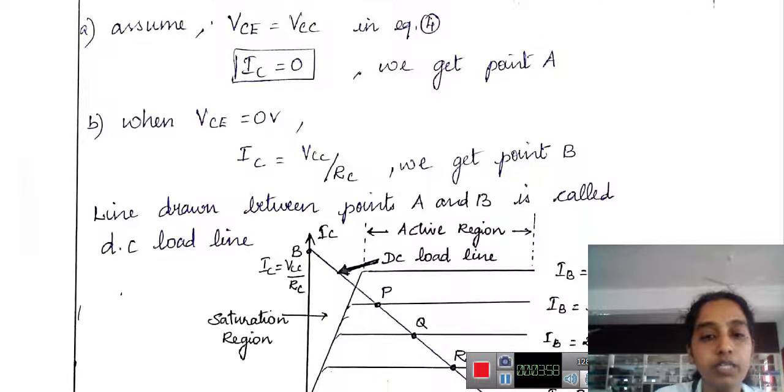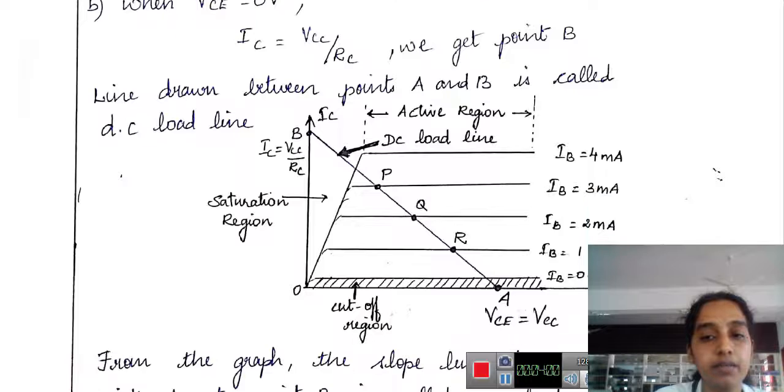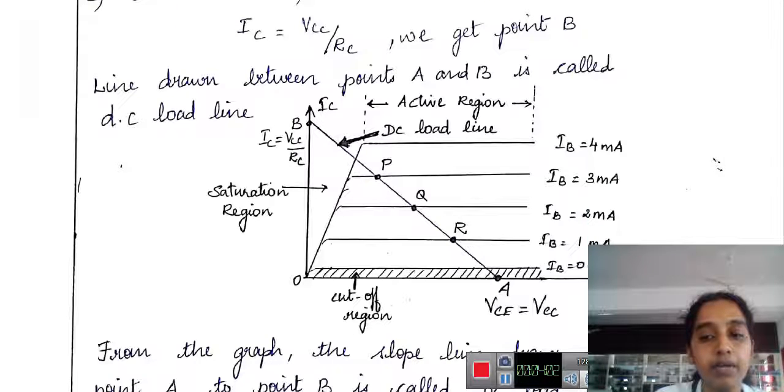When we draw the output characteristics, on the x-axis we have collector to emitter voltage and on the y-axis we have collector current. What is point A? When I assume VCE equal to VCC, it is considered as point A, and when IC is equal to VCC by RC, it is considered as point B. When I mark the points A and B and draw a straight line, that forms the DC load line.